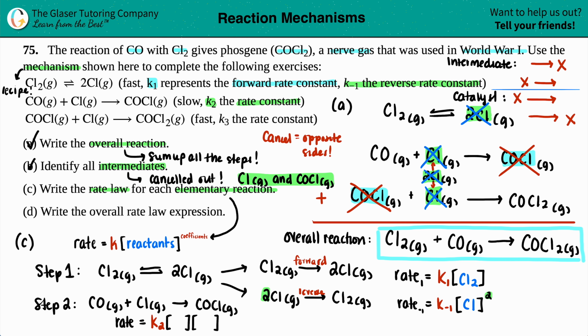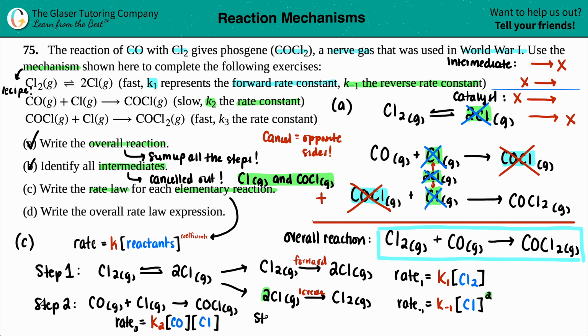Beautiful. And the 2 brackets are CO times Cl. They both have a 1 in front of them as a coefficient, which means that you raise them to the first, but anything raised to the first is itself. So we'll just say that this is rate 2. And here is the third rate law out of the bunch. Now we have one more to go.